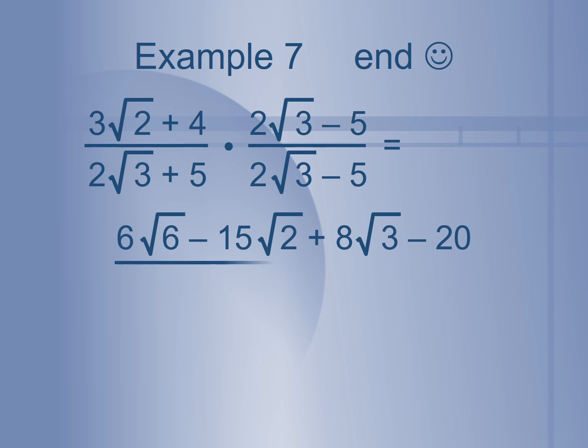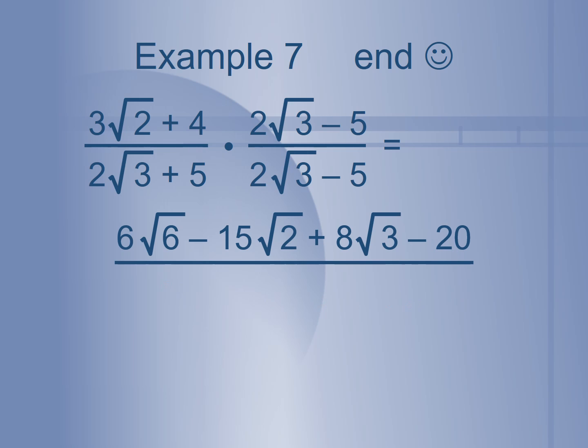So when I use FOIL on top, 3 square roots of 2 times 2 square roots of 3 is 6 square roots of 6. When I do my outer, 3 square roots of 2 times negative 5 gives me negative 15 square roots of 2. My inner is 4 times 2 square roots of 3, which gives me 8 square roots of 3. And then my last is 4 times negative 5, which is negative 20.